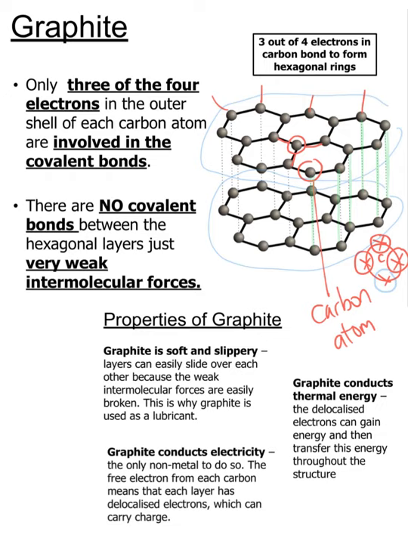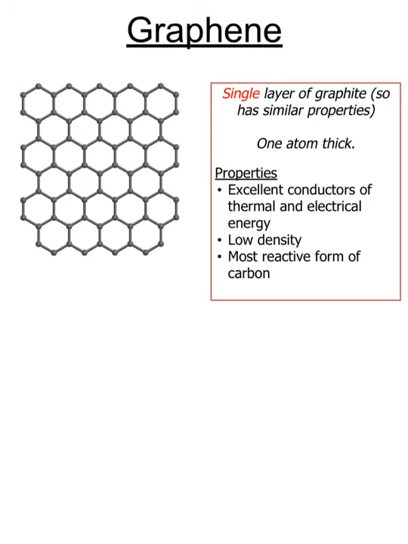But remember, if you've got a question on graphite about high melting and boiling points, it's a giant lattice or giant covalent structure, with lots of strong covalent bonds which require lots of energy to break. That is graphite. We now come on to graphene. Now, graphene is essentially just one layer of graphite, okay?